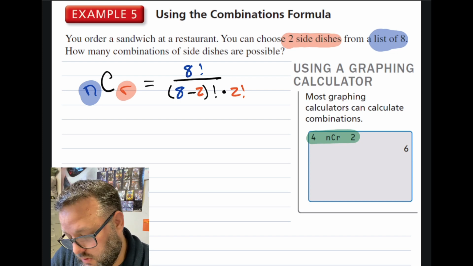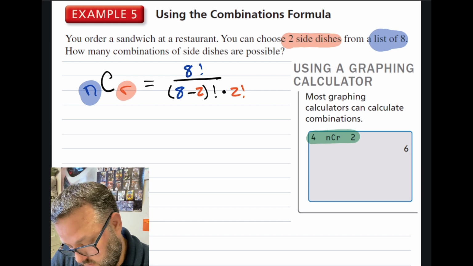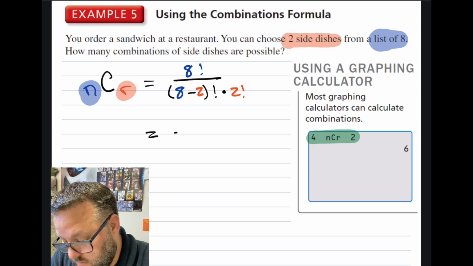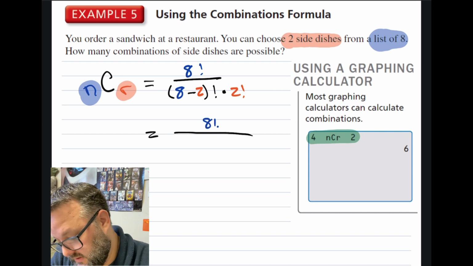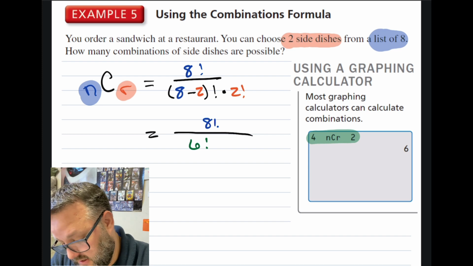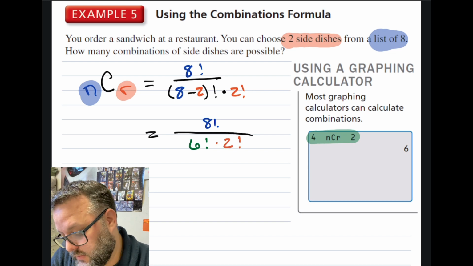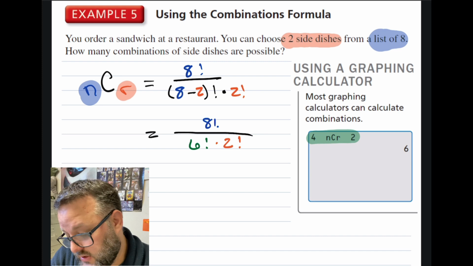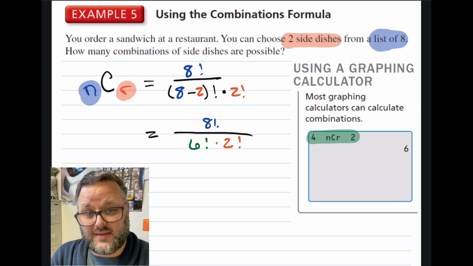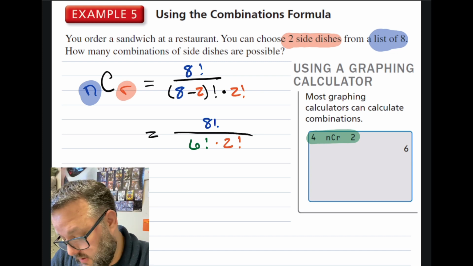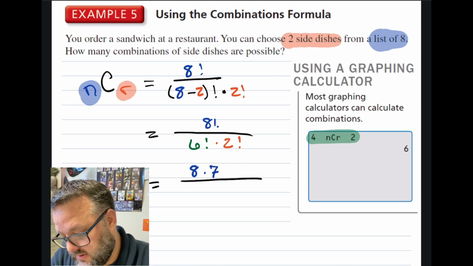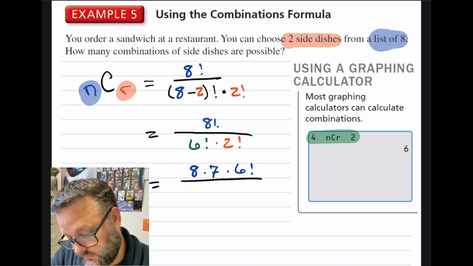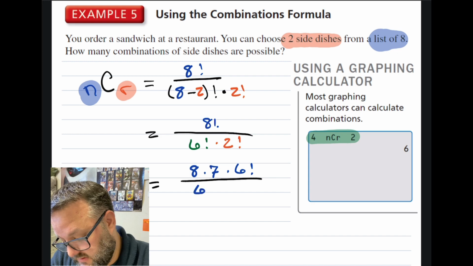So here we're left with 8 factorial over 6 factorial times 2 factorial. So 8 factorial, again, that's our larger one, so we want to kind of write that one out for a bit. 8 factorial is the same as 8 times 7 times 6 factorial. And then we have 6 factorial here.